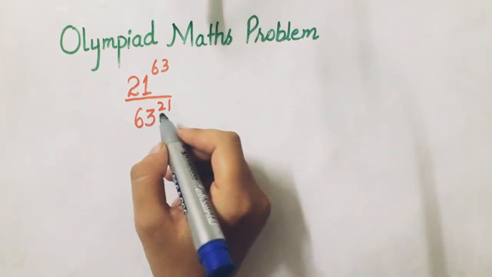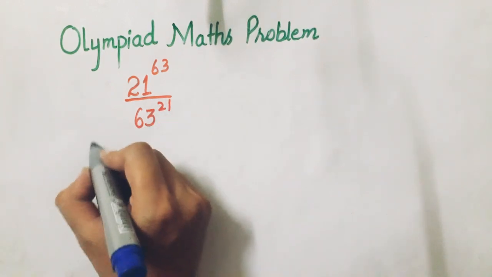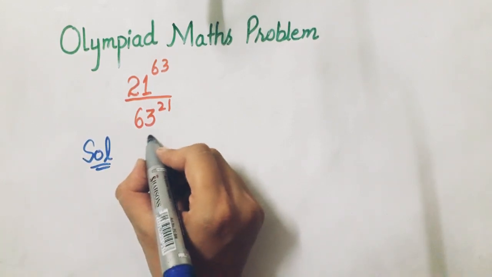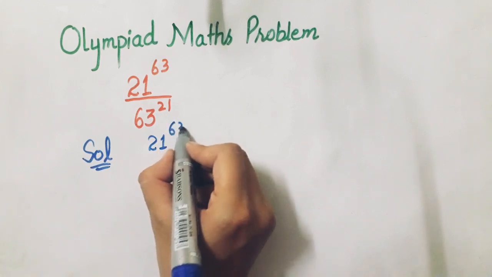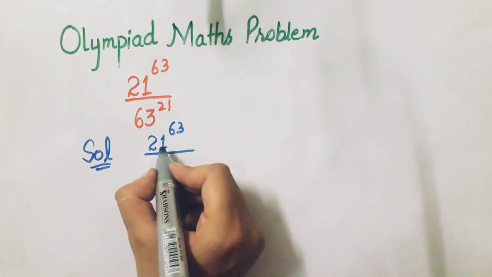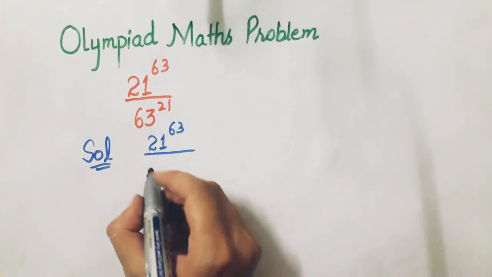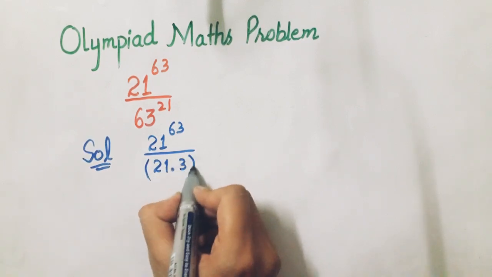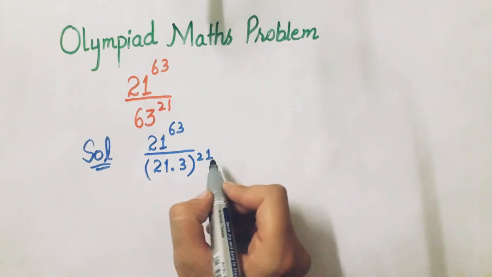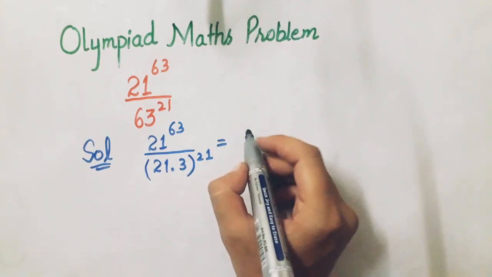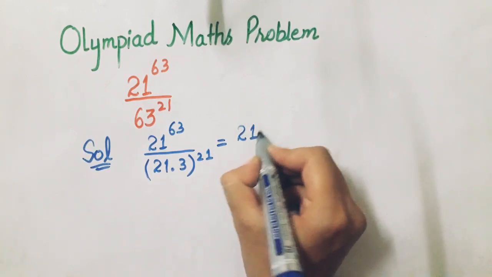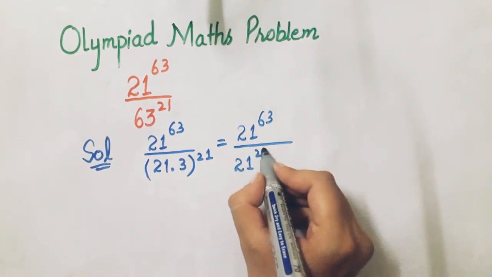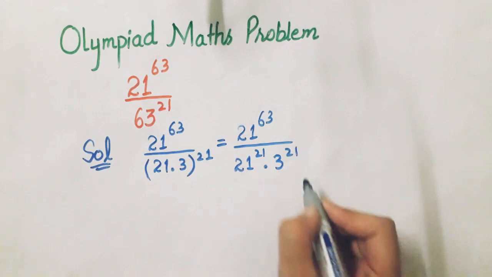First of all, we will write this as 21 raised to power 63, and here we will write 63 as 21 multiplied by 3. Now we will split the power. 63 raised to power 21 becomes 21 raised to power 21 and 3 raised to power 21.